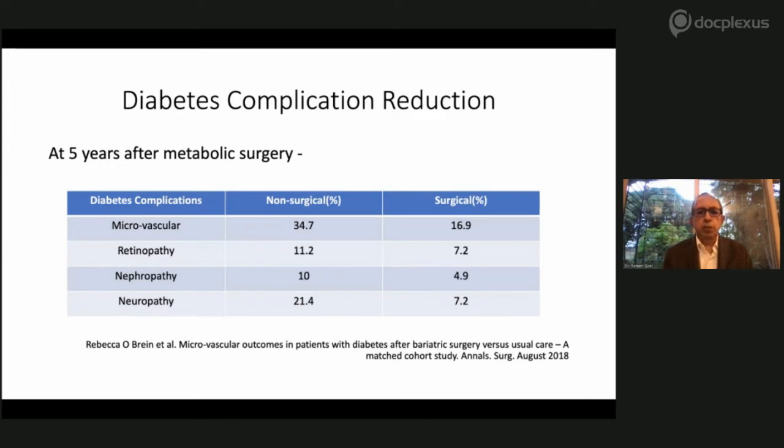So there are multiple studies. I'll show you 2 of them. This study has shown that at 5 years after metabolic surgery, in the non-surgical group, 35% patients had microvascular complication, versus the surgical group, which had only 17%. And then there are retinopathies, nephropathies, and neuropathies individually, where there is a significant reduction in the complications of diabetes.